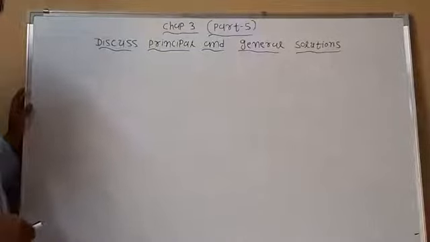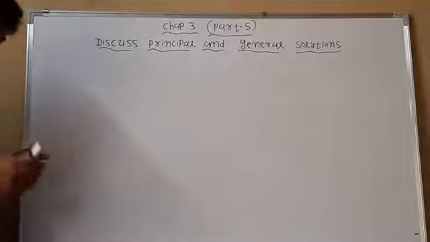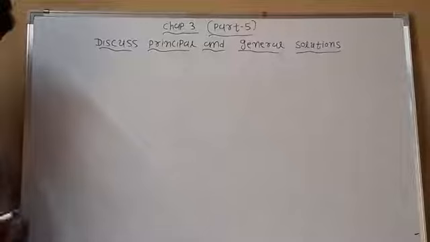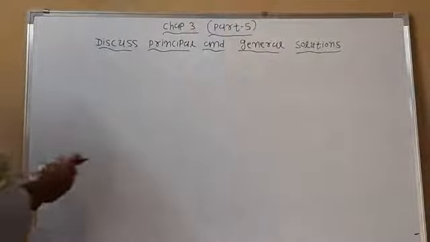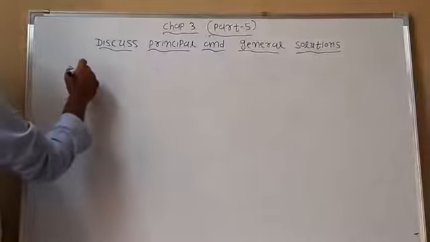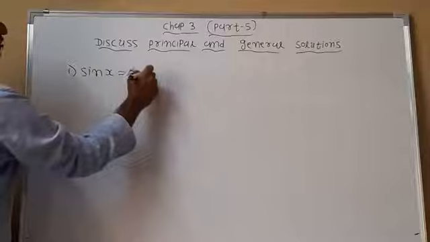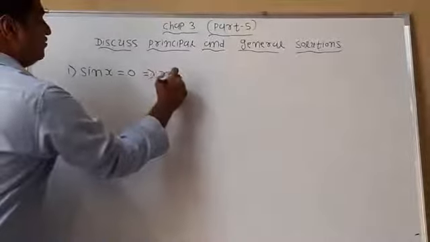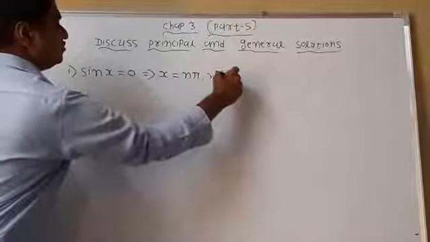Today we discuss the principal and general solution. First of all, we discuss the formulas for sin x equal to 0, cos x equal to 0, and tan x equal to 0. First result: sin x is equal to 0. How can it be written? x is equal to n pi, where n belongs to Z.